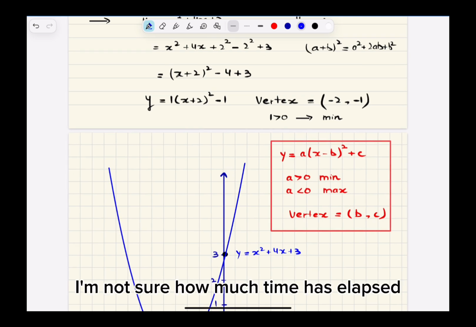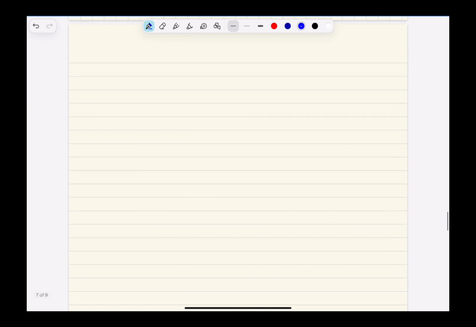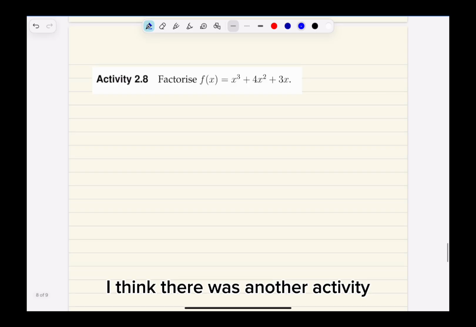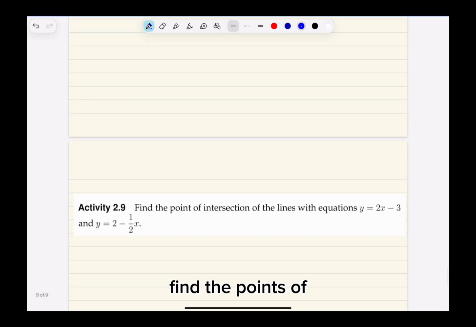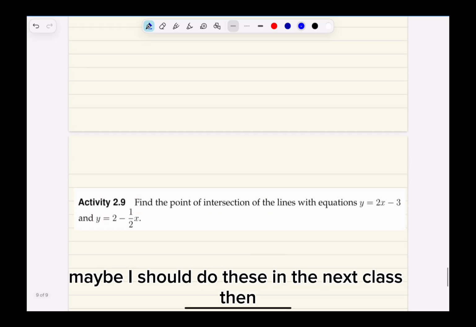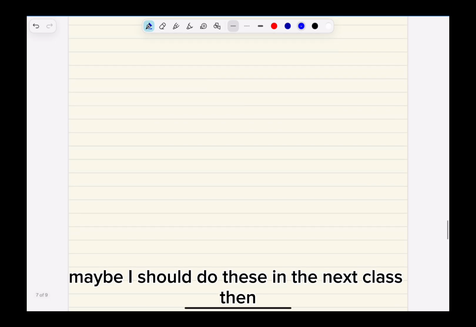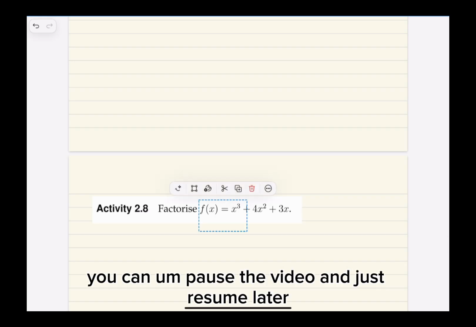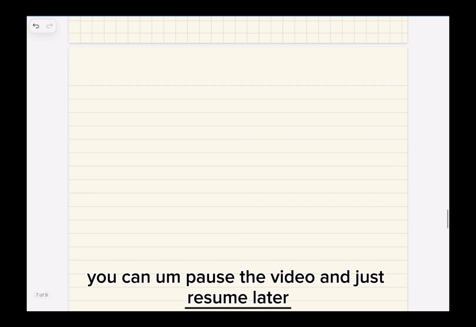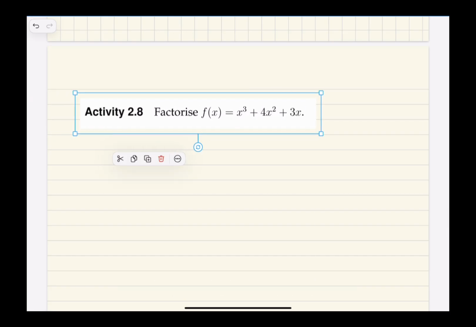I'm not sure how much time has elapsed. I think there was another activity. It's simply factorize, and find the points of. Maybe I should do these in the next class then. Or perhaps, actually, it's just YouTube. You can pause the video and just resume later. So let's just finish the activities.